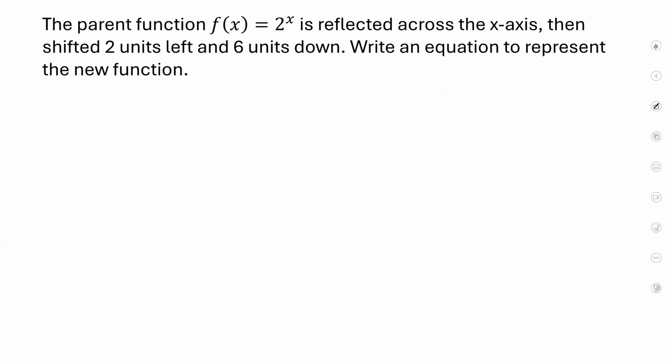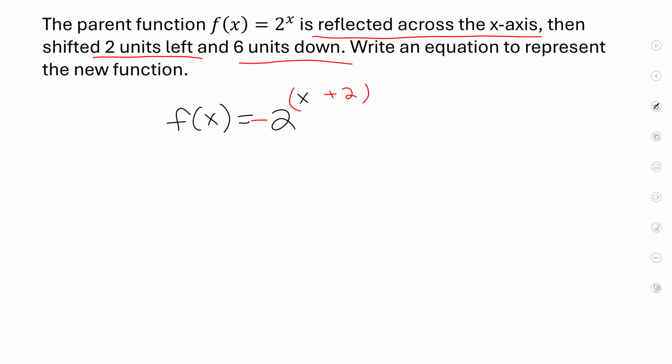Let's look at a transformation. We have a parent function. This is our parent function, 2 to the power of x. But it was reflected across the x-axis. What do I need to put on here? A negative in the front. Then it was shifted 2 units to the left. So what should I put up here with x? Plus 2, good. And then it was 6 units down, minus 6.